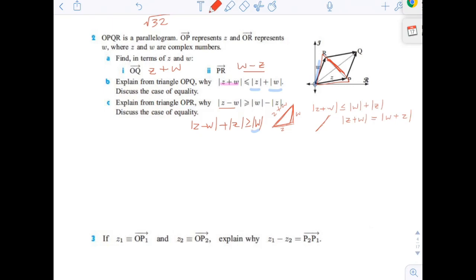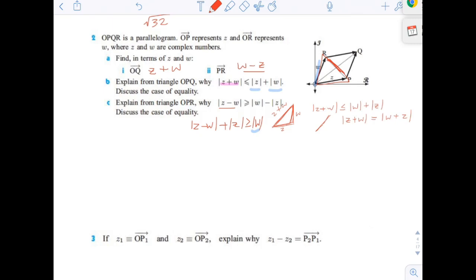So remember that if you have a triangle, any two sides of the triangle added together are longer than the third side. So in this case, the third side is w, and the other two sides are z and z minus w. So in this case, we're just saying that the two red sides of the triangle added together are longer than or equal to the blue side. And since it's a triangle, that's true.